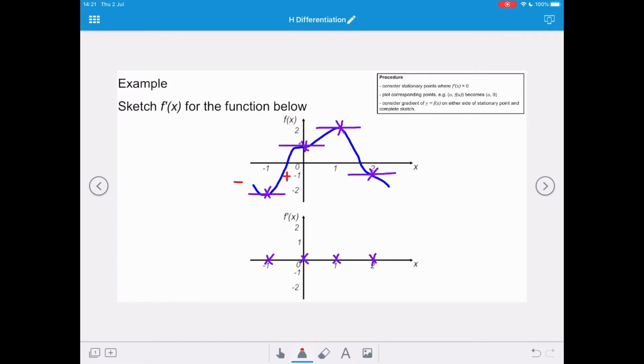So we now need to consider the gradient of y equals f of x on either side of our stationary points so that we can complete our sketch, remembering that any negative gradient will be below the x-axis and a positive gradient will be above the x-axis, and then we can connect our stationary points together on our graph of our derived function to get our curve.